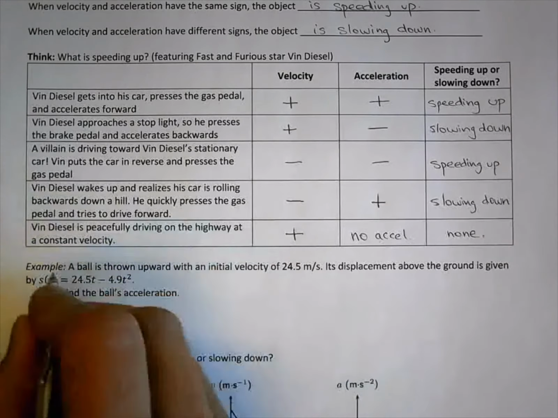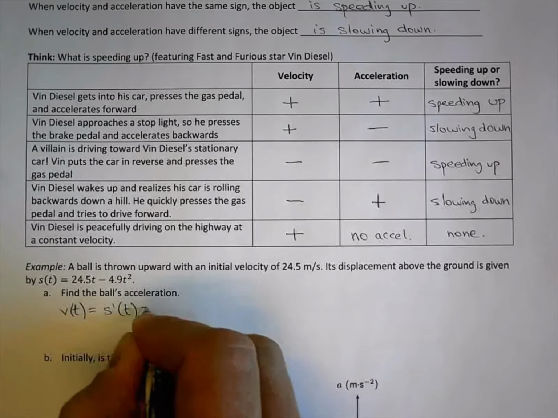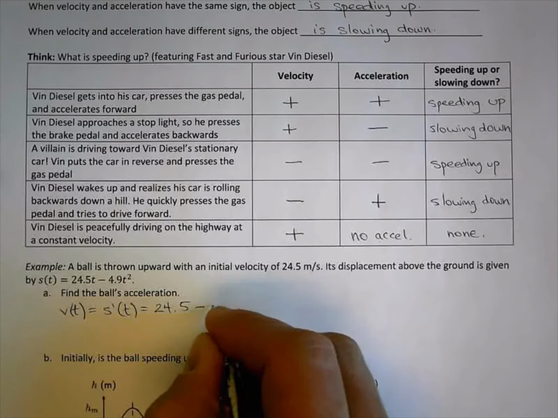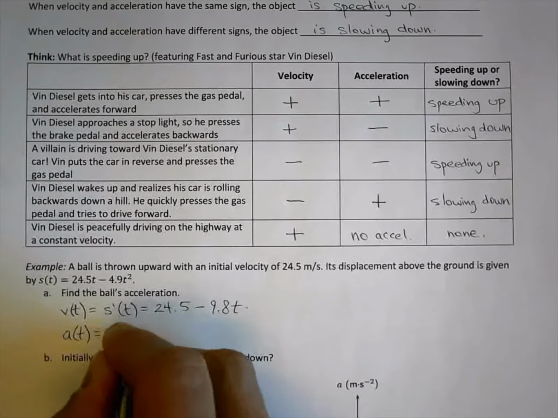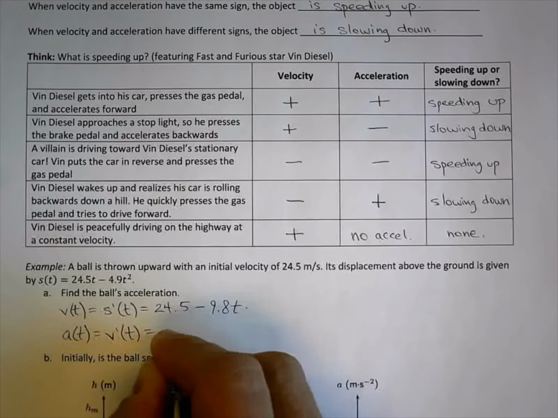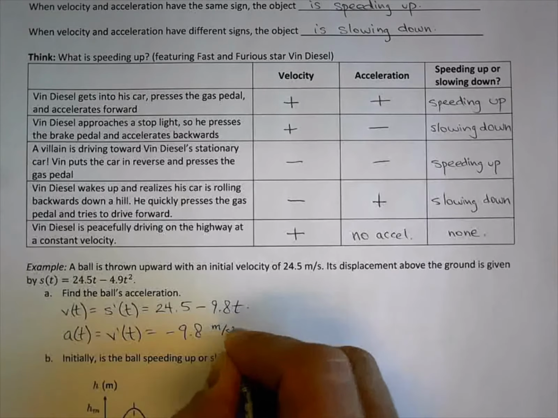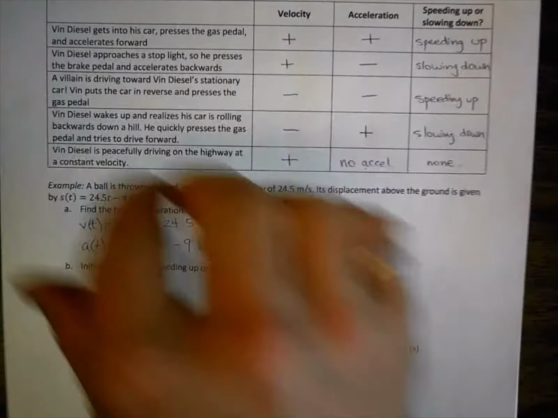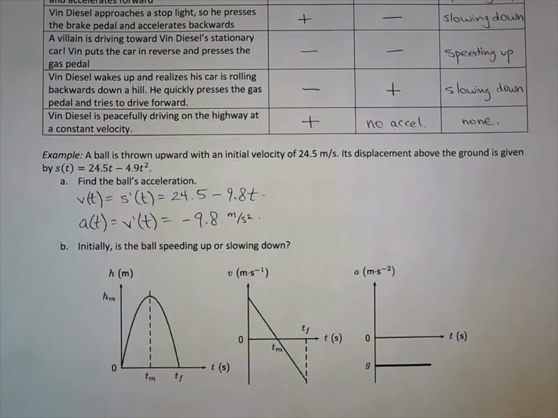Well, to find acceleration, first I need velocity. And velocity is the first derivative of displacement. So that would be 24.5 minus 2 times 4.9 is 9.8 t. And then acceleration will be the first derivative of velocity, so that'll be negative 9.8. And that would be meters per second squared. Let's just talk about this a little bit. And again, if you've taken physics, this is no surprise to you. But look how we didn't use one of your big five formulas. We actually used calculus.